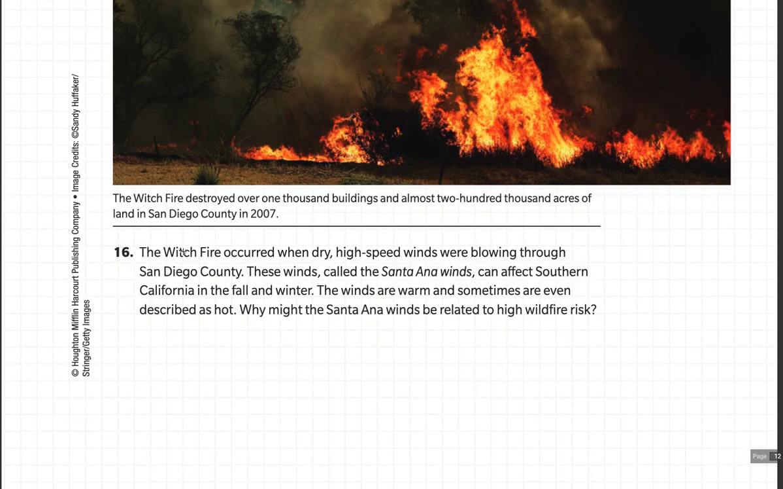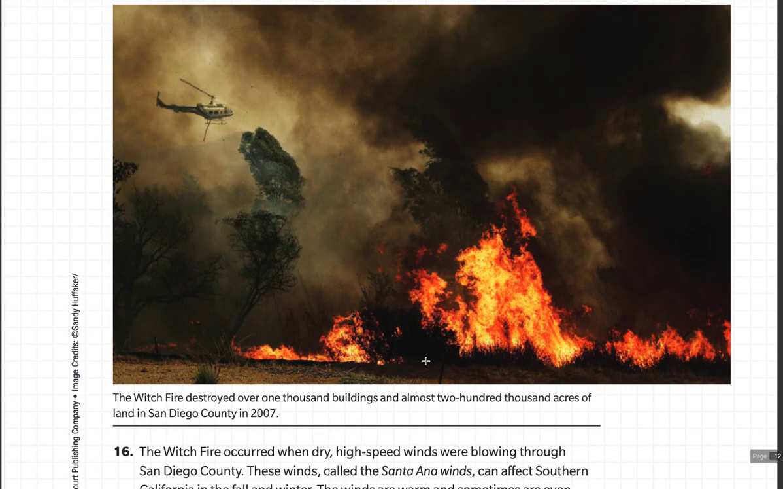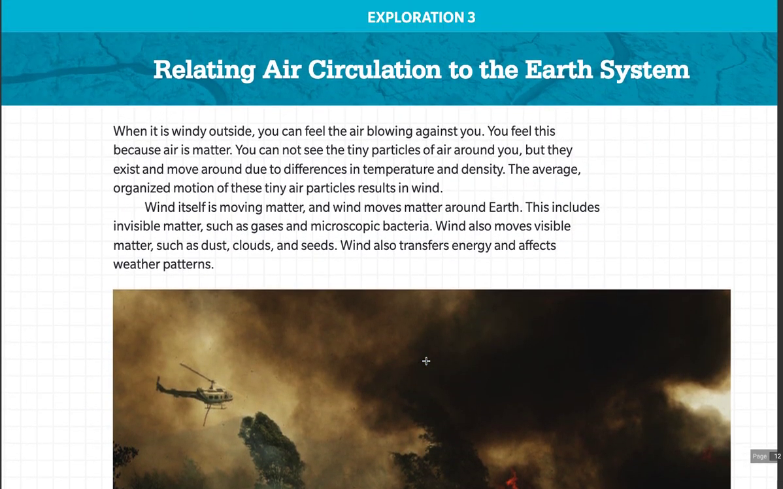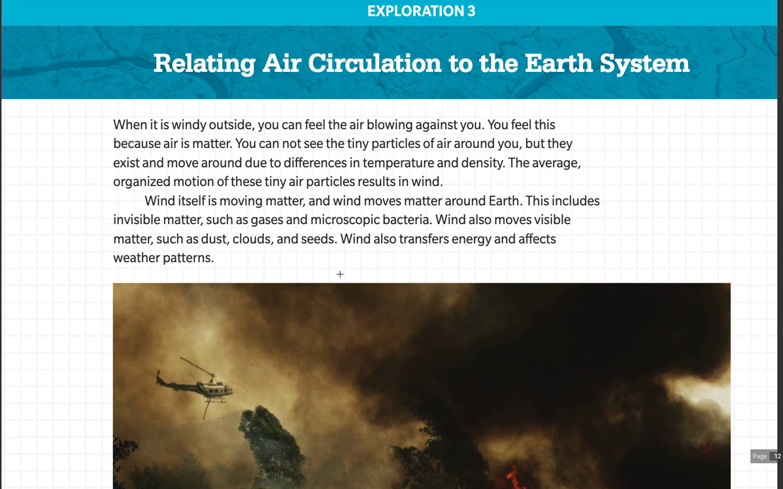So 16 says, the Witch Fire occurred when dry, high-speed winds were blowing through San Diego County. These winds, called the Santa Ana winds, can affect Southern California in the fall and winter. The winds are warm and sometimes even described as hot. Why might Santa Ana winds be related to high wildfire risk? Well, this is talking about how the air circulating around the Earth affects different areas. This is what this exploration is about.